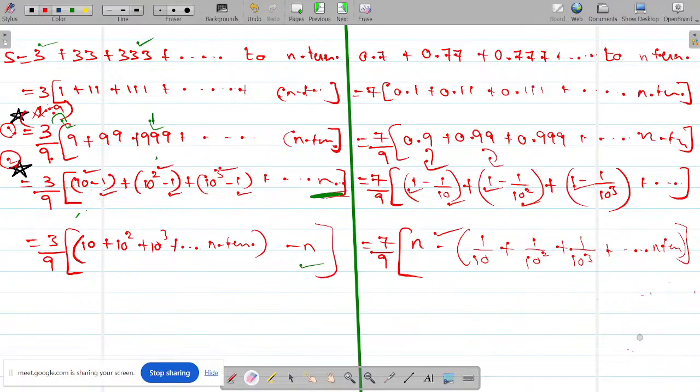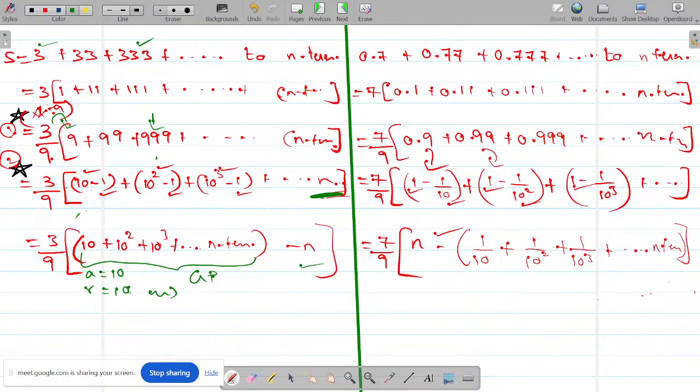Please check whether this step is okay. Is this okay? Right? Shall I continue? This is nothing but a geometric progression, geometric series, right? And what is the value of A? What is the value of R? 10 into 10 is 10 square. 10 square into 10 is 10 power 3. Value of R is 10.